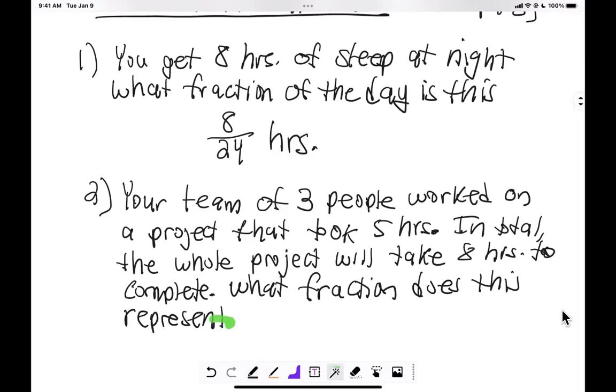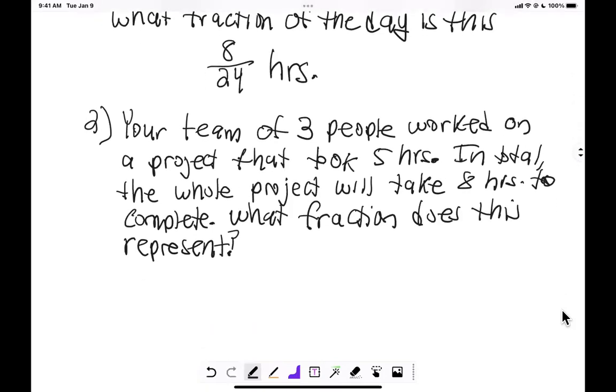Whoops, that was interesting. My little finger pushed a cute little thing there, nice and green. Okay, so I put an extra number in there, the team of 3 people. It has nothing to do with how long you took on a project, right? Your 3 people together worked on a project for 5 hours. In total, the whole project will take 8 hours. What fraction does it represent? So far, your team of 3 people worked 5 hours out of 8 hours, or 5/8 of the time.